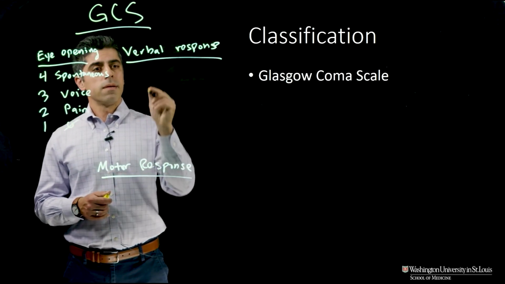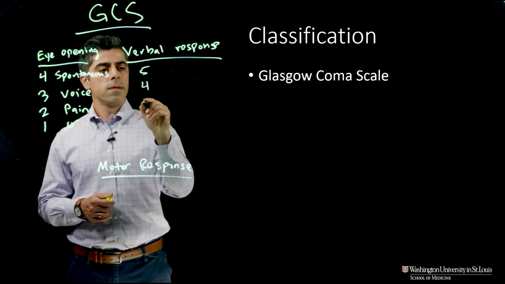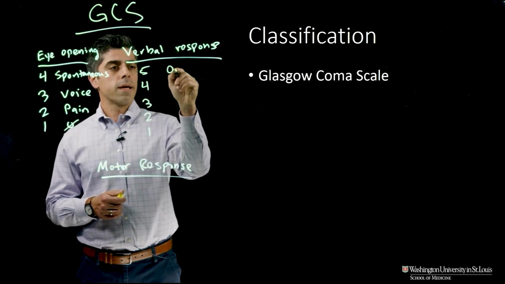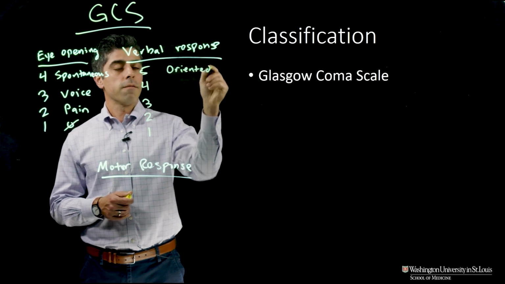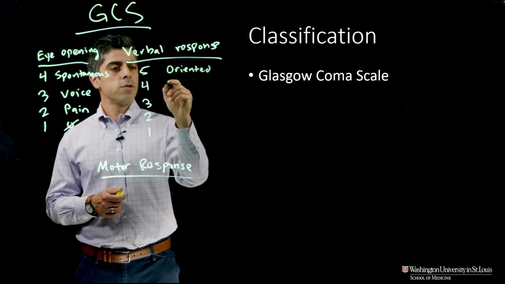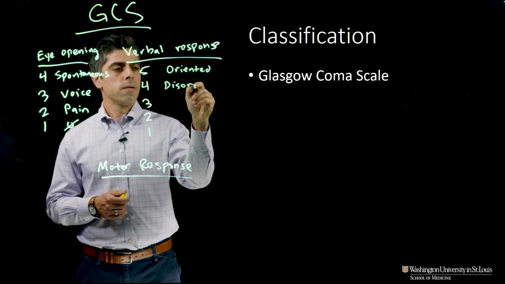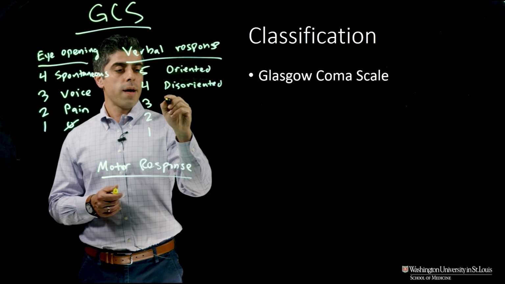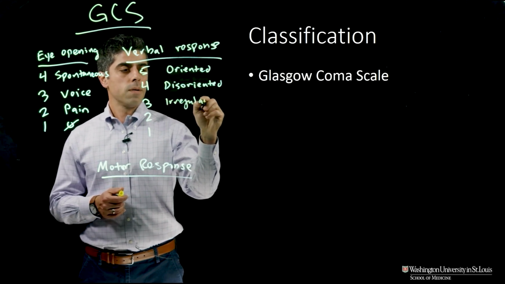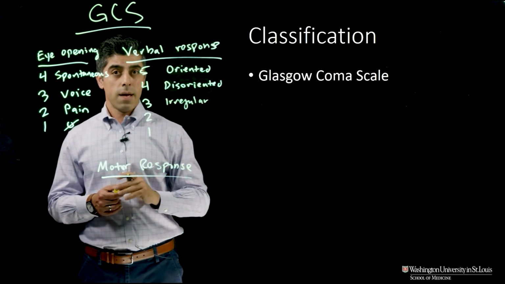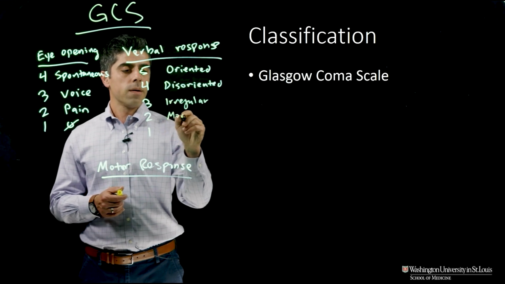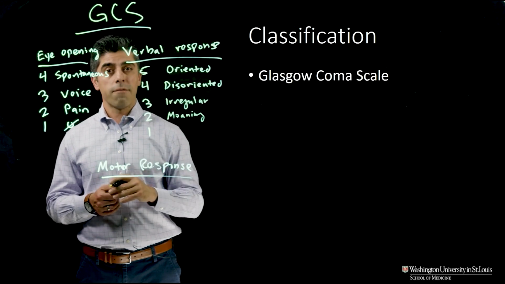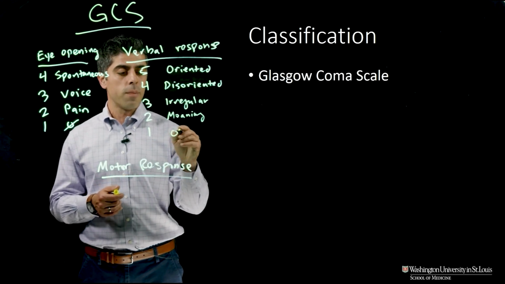Verbal response has 5 points. For patients who are oriented and communicating, they'll get the full 5 points. For patients who are disoriented, 4 points. For patients who have irregular speech, 3 points. And for patients who are moaning or have incomprehensible speech, 2 points. And for patients who are intubated or not speaking, 1 point.